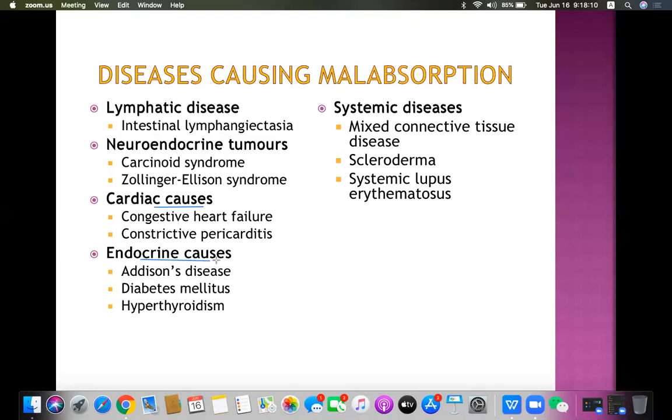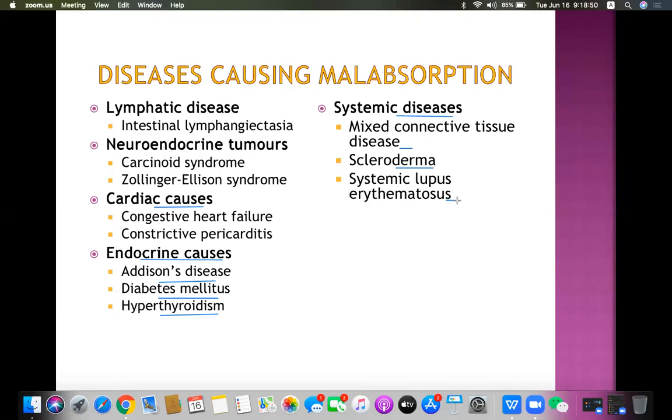Others are endocrine causes or endocrine diseases like Addison's disease, diabetes, and hyperthyroidism. Addison's disease is known as hypoadrenalism. Diabetes can lead to neuropathy, and hyperthyroidism can lead to chronic diarrhea with increased peristaltic movement. Some systemic diseases can also lead to the same type of problem, like mixed connective tissue disorder, scleroderma, also known as systemic sclerosis, and even SLE.